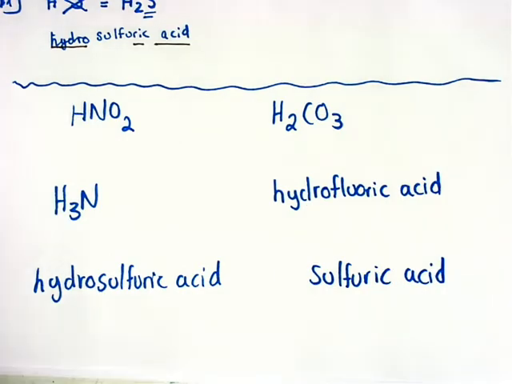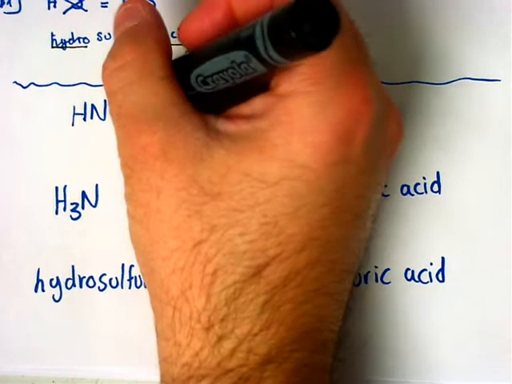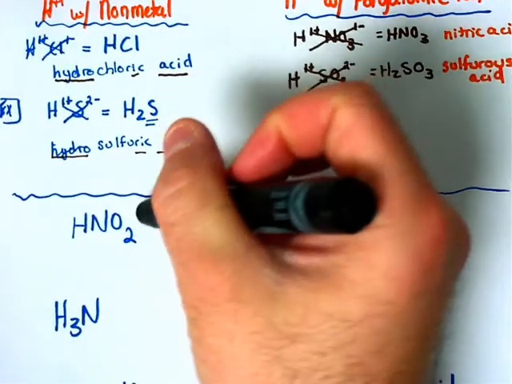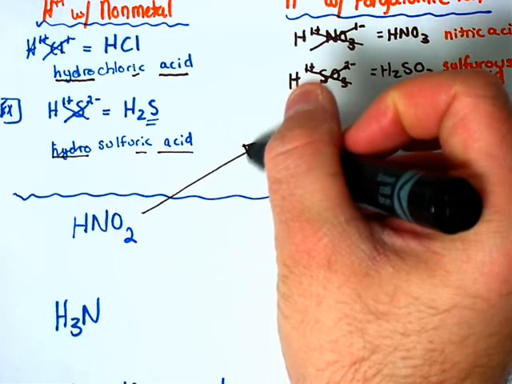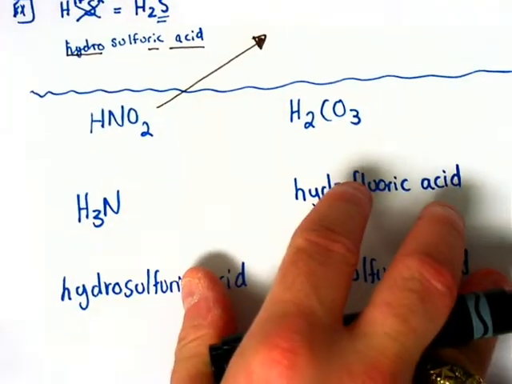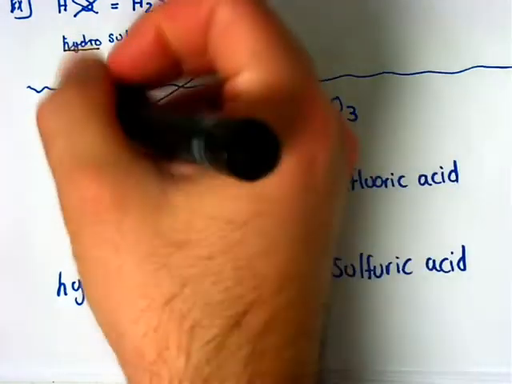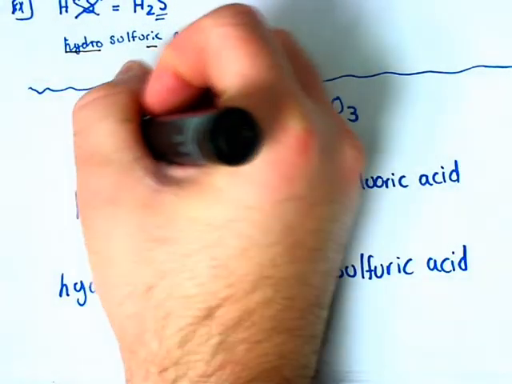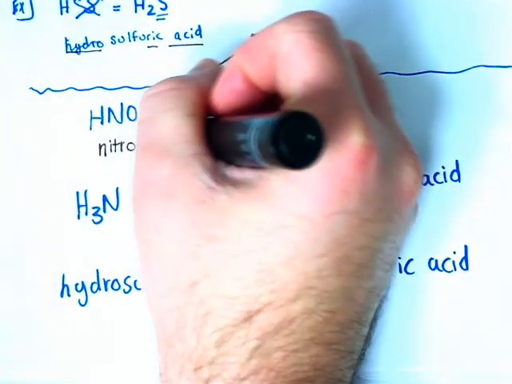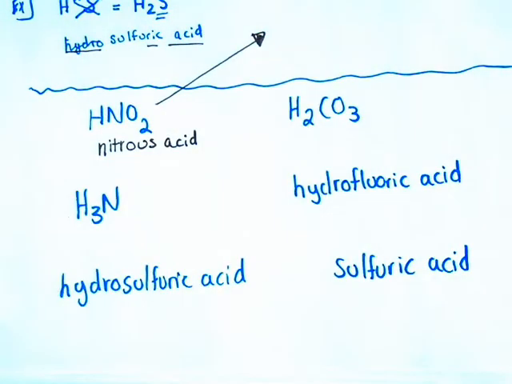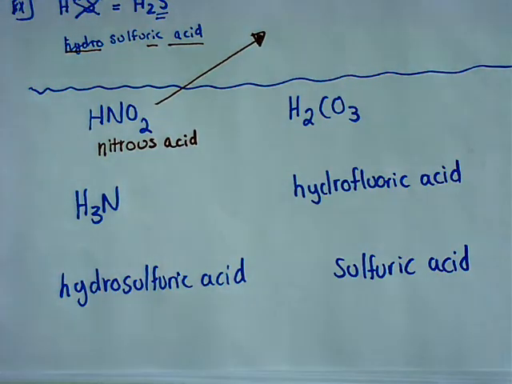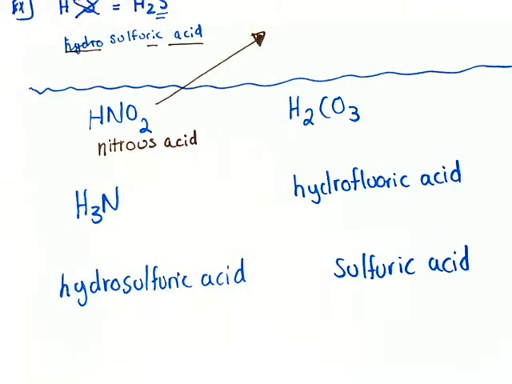Hydro rule or not? Would we use a hydro rule for this one? We would not use the hydro rule, correct? Because this is H with a polyatomic. This first one fits that set of rules over there, right? HNO2, what is NO2? Nitrite. So this would be nitrous acid. Did we use a hydro prefix on it? No, right? No need to.